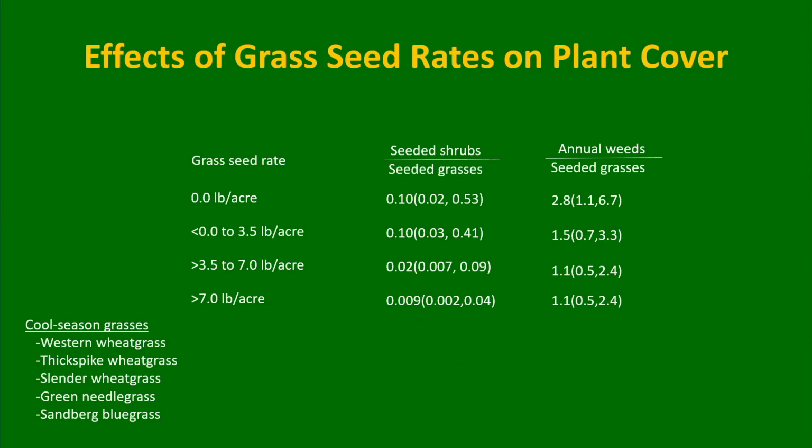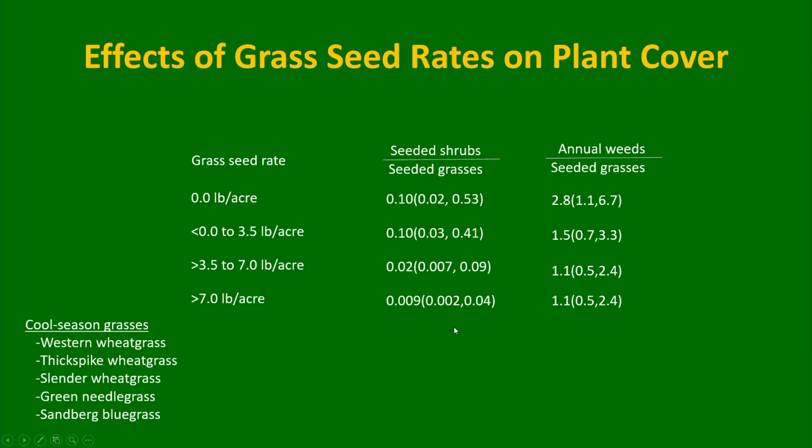Very briefly, one of the big findings was that as the cool season grass seed rate increases, the ratio of annual weeds to seeded grasses declines. If you don't seed any of these, annual weeds will outnumber seeded grasses 3 to 1 in terms of cover, or 2.8, as you see there. These are confidence intervals in the parentheses. But as you increase the grass seed rate into the range of 0 to 3.5 pounds per acre, the weed abundance is cut in half. If you increase further, you get a little bit of a reduction in weeds, but not much. But if we look at shrubs, the picture's a little different.